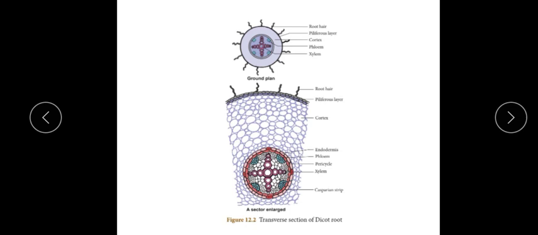You can see the endodermis. Below the endodermis you can see the pericycle. Below that you can see bundles of xylem and phloem. Have a look at this. It looks like a cross for you. Here you can see 4 bundles of xylem. Have a look. 1, 2, 3 and 4. 4 bundles of xylem are there. Since 4 bundles of xylem are there, it is called tetrarch. Tetra means 4, so they gave the term tetrarch.